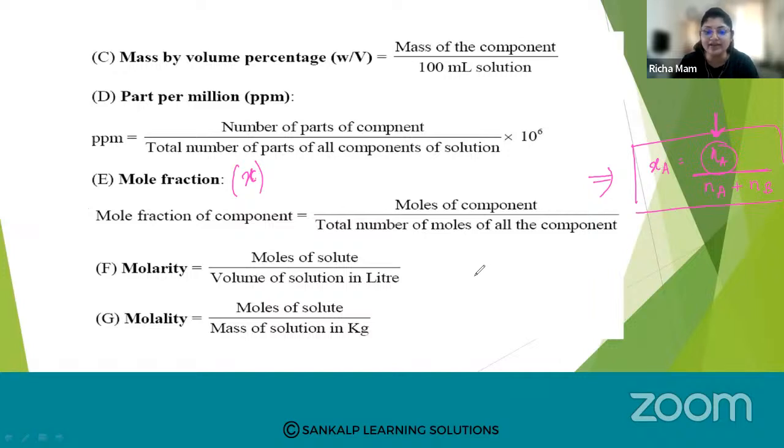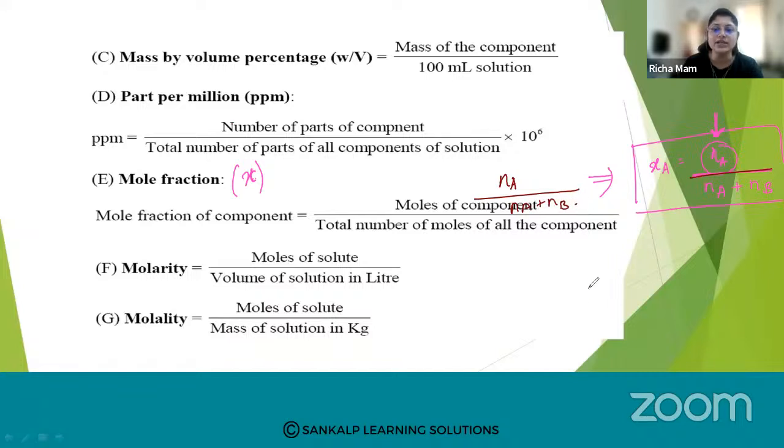So how do we define this? It is the ratio of the number of moles of one component to the total number of moles of all the components. So this is your mole fraction. Understood? Is it clear? Whenever we are finding the mole fraction of a particular component, we take its moles to the total number of moles.